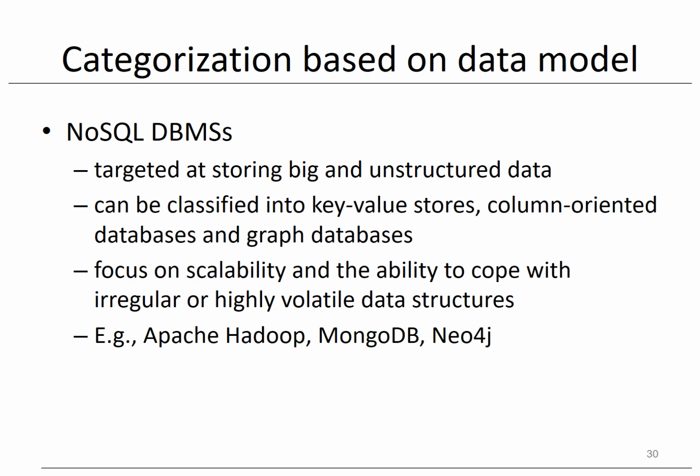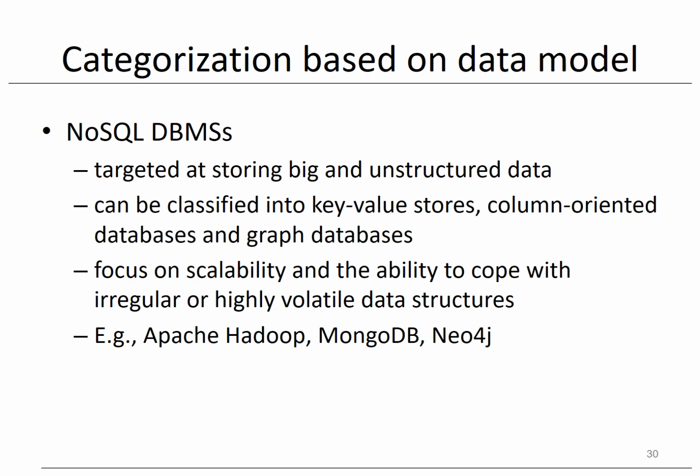Finally, the last few years brought us a realm of new database technologies targeted at storing big and unstructured data. These are often referred to using the umbrella term NoSQL databases, with popular examples such as Apache Hadoop or Neo4j.